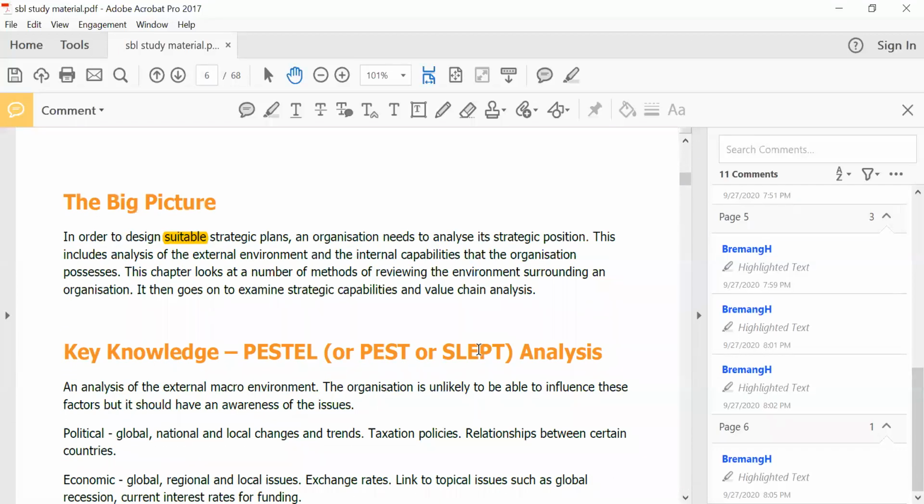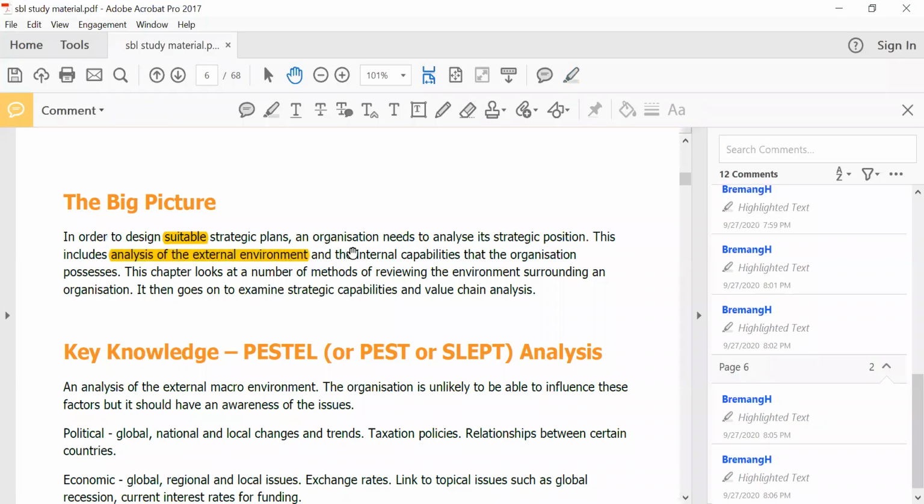So we are looking at strategic analysis of what? Your position. In order to design suitable strategic plans, an organization needs to analyze its strategic position. This includes analysis of the external environment and internal capabilities that the organization possesses. So if you are looking at analyzing your strategic position, we are looking at analysis of our external environment and analysis of internal capabilities that the organization possesses.